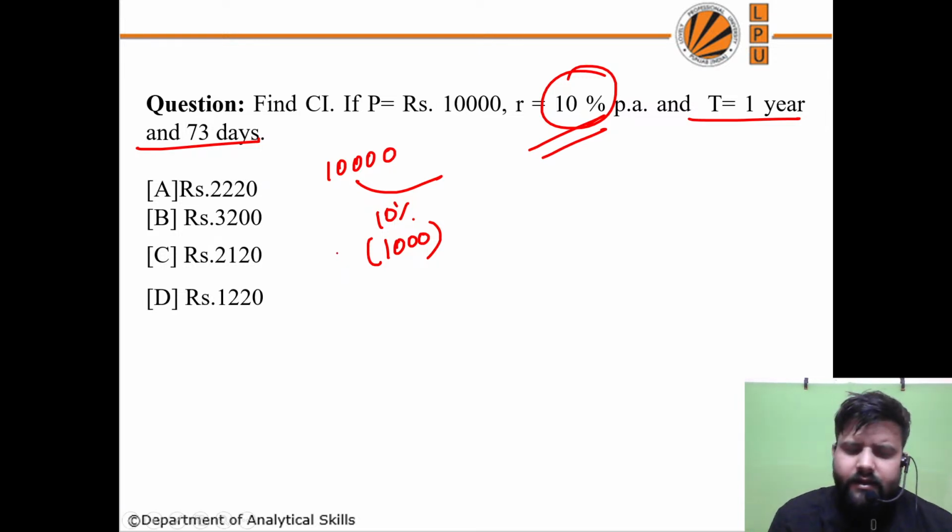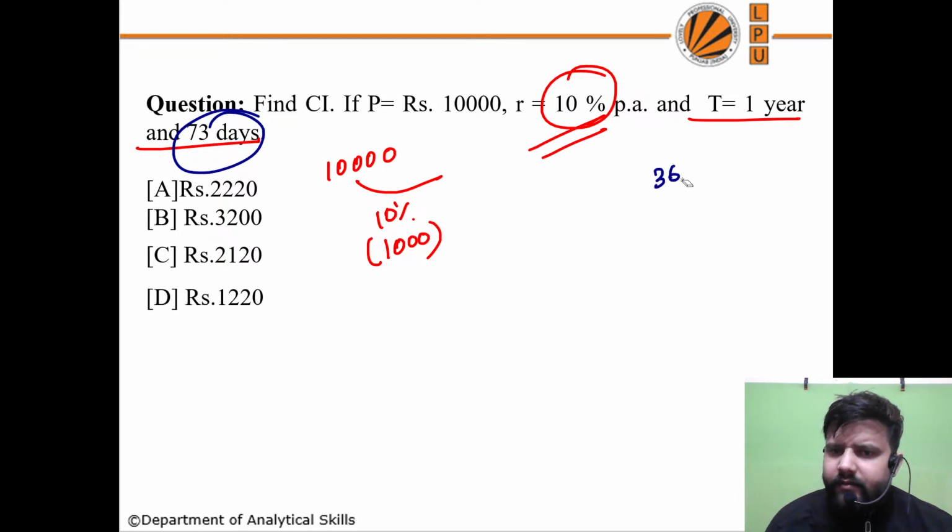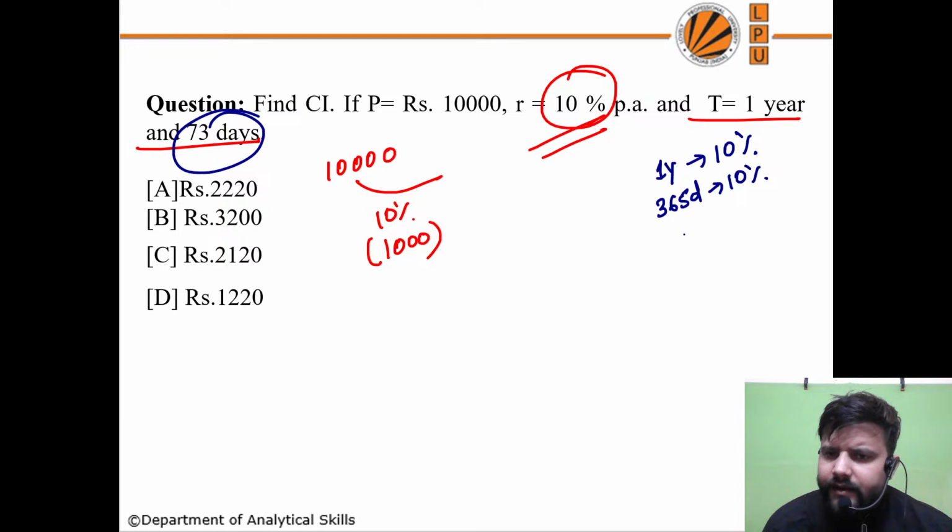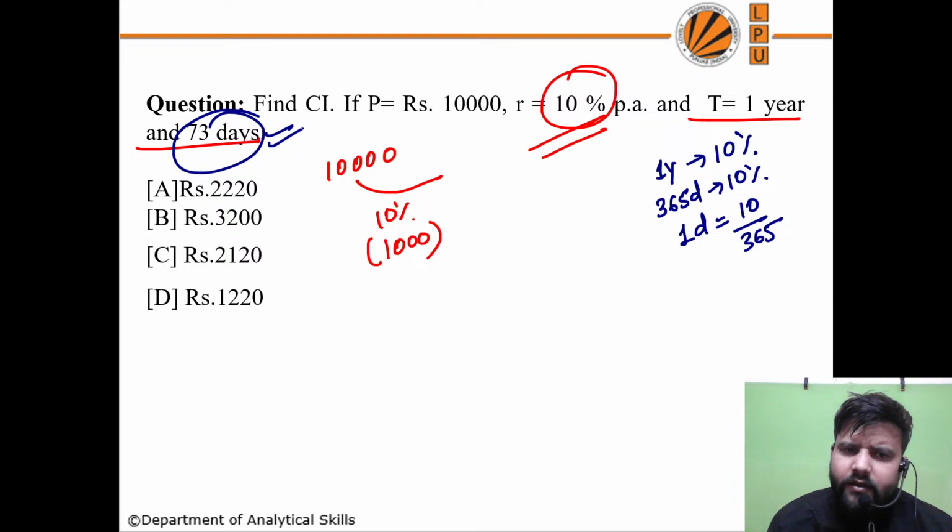So now let's see how the interest will be charged for 73 days. See here, 365 days. 1 year interest is 10%. Or the same thing I can say is 365 days interest is 10%. So 1 day interest would be 10 divided by 365. Now we want to calculate interest rate for 73 days.